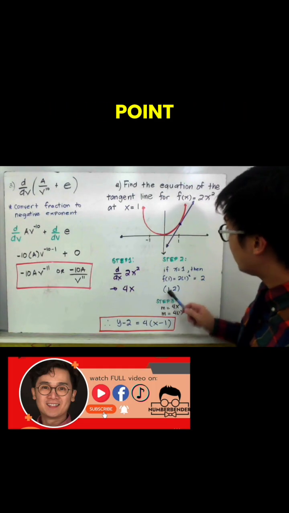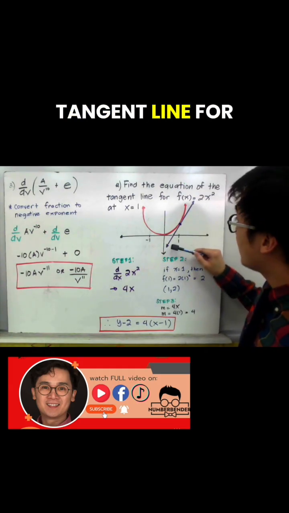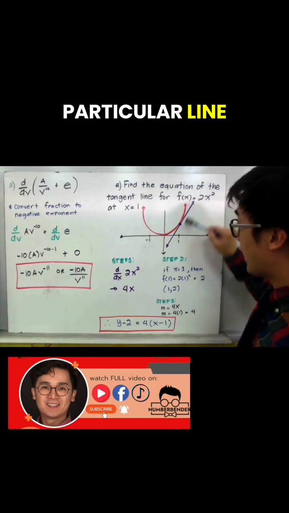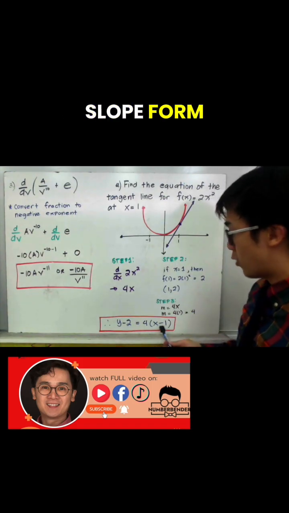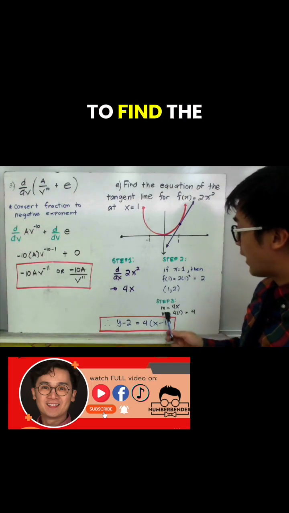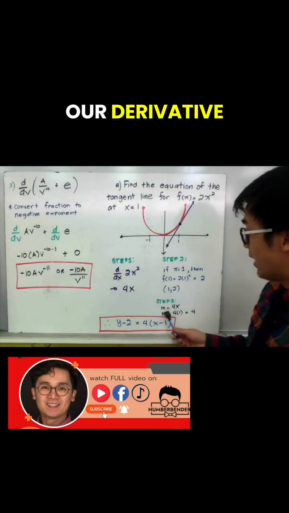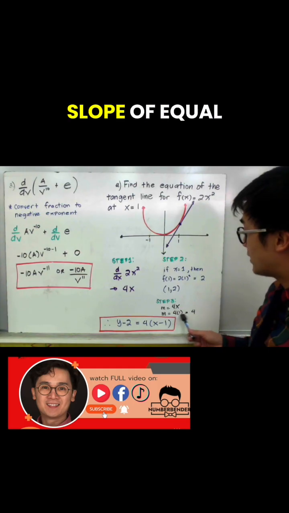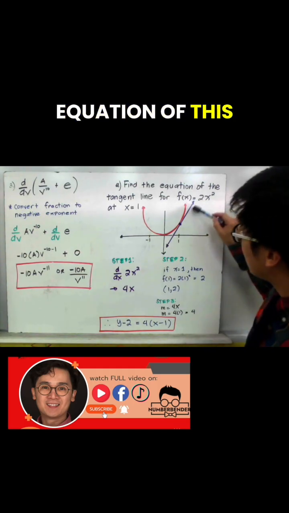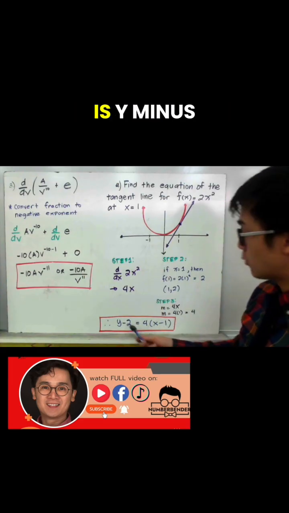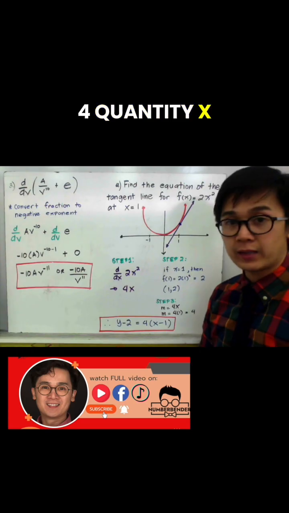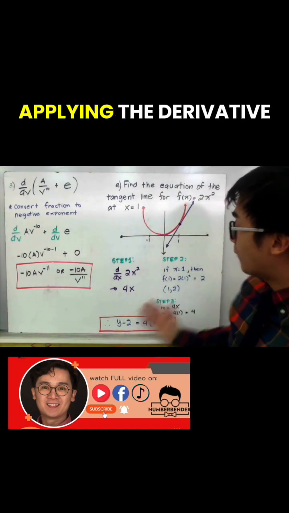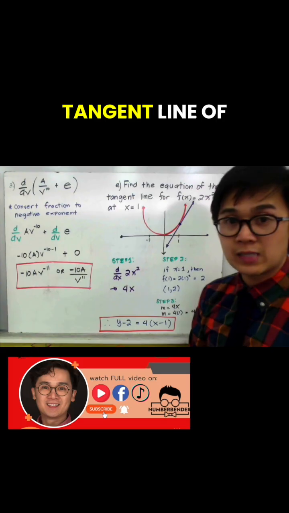So now that we have our point, and we also have our line right here, which is our tangent line for our function 2x squared at x equal to 1, we just need to find the equation of this line using the point slope form. Using the point slope form, we need to find the actual value of our slope using our derivative. So if m is equal to 4x, which is the derivative of our function, plug in the value of x, which is 1, we have a slope equal to 4. So therefore, the equation of this tangent line using our point slope form is y minus 2 equals 4 times the quantity x minus 1. And that is how we use our derivative rule in finding the derivative, and of course, applying the derivative in finding the equation of the tangent line of a given function.